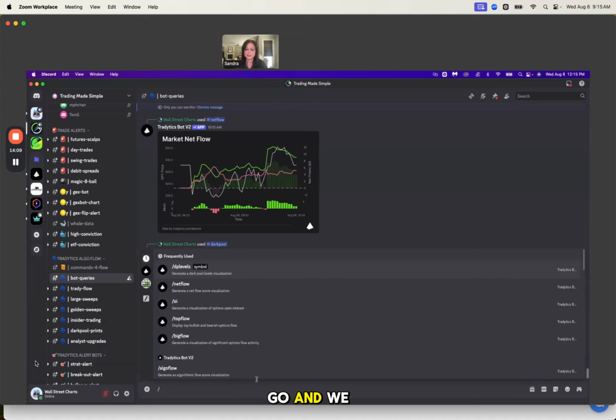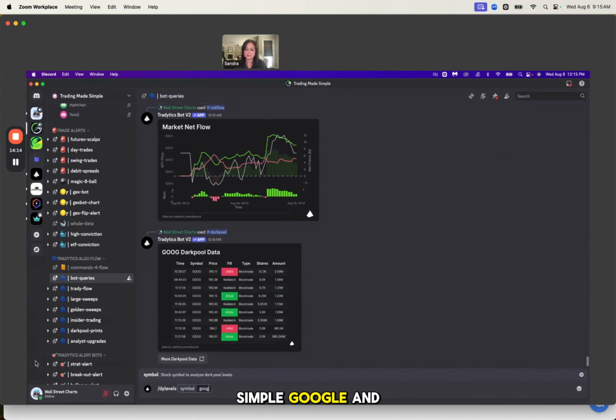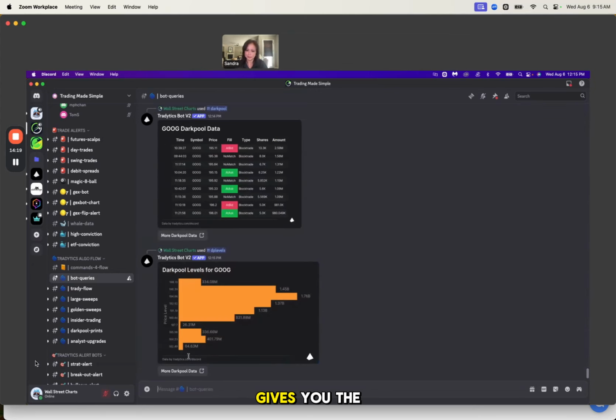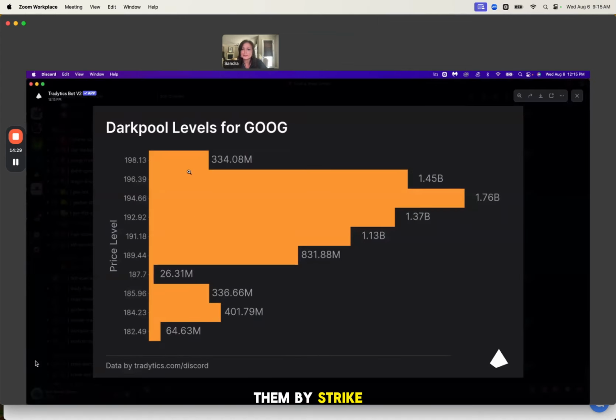Then we put the command DP levels, simply Google, and it is our second command. The first one gives you the top 10 dark pool trades on today's data. The second one tells you all those transactions, organized by strike. So these are the levels, and we can see the activity.